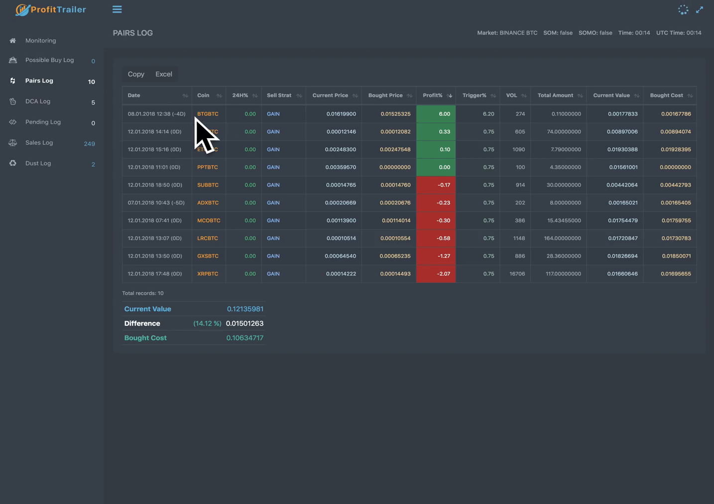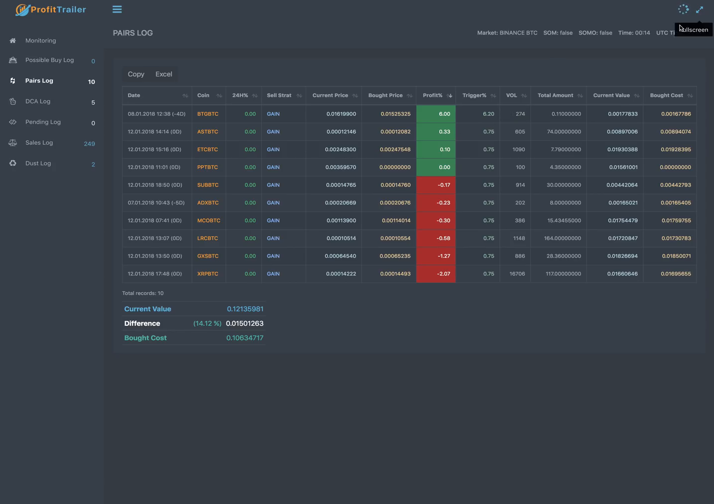So anyway, I'm holding BTG. And the current price is 0.0161 Bitcoin. The bot purchased it at 0.015. So it's a profit of 6%. Okay, so that's what these mean. The trigger is when it will either buy more or sell more. So at this point, this coin will be sold off for a profit at 6.2%.